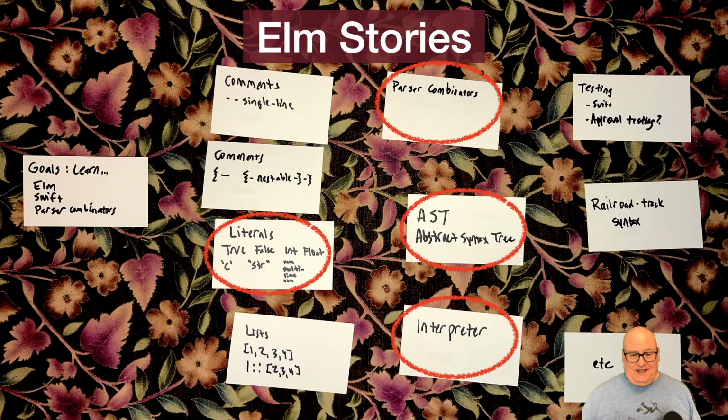But let's go. So we started last time working on literals, just the integers. We did a single-digit integer. We are about to do multi-digit integers, and then we'll go on and work on some floating point numbers. Along the way, we've started looking at parser combinators, abstract syntax trees, and interpreters.